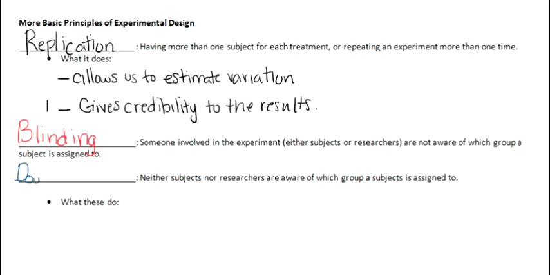double blinding. Double blinding is when neither the researchers nor the subjects know which group they are being assigned to.